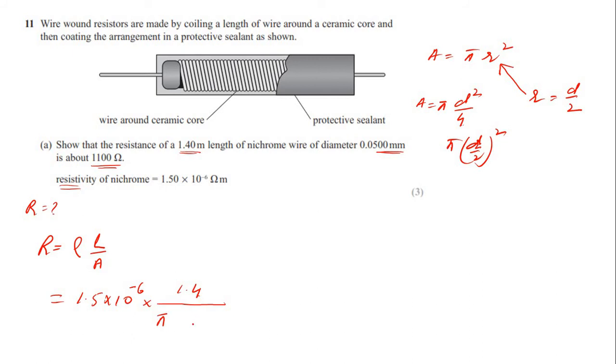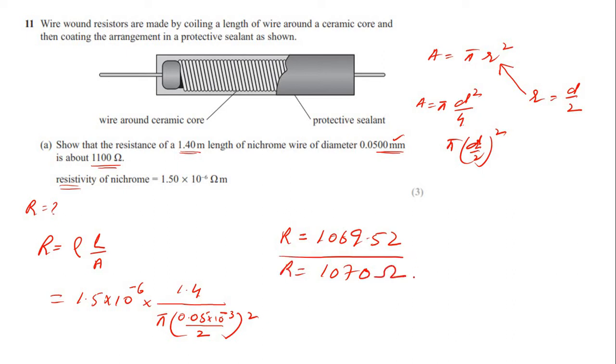So pi and diameter by 2 whole square. Diameter is 0.05, but it is in millimeter, so milli is 10 to the power minus 3, divided by 2. This is d by 2 whole square. And now you can use your calculator to figure out the number. Once you solve that, resistance would be equal to 1069.52. You can round it off to 1070 ohm, which is about 1100. So 1070 or 1100, it's about the same value.